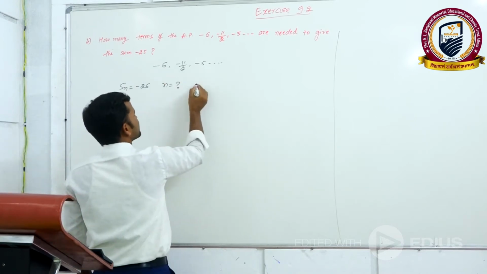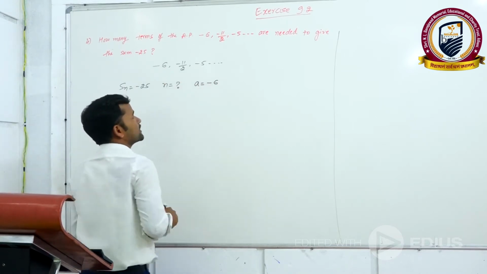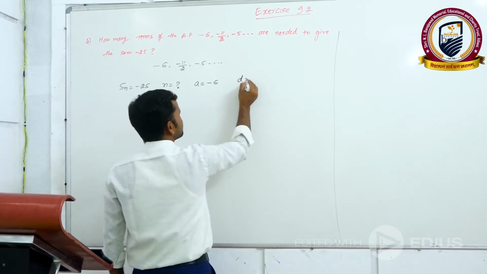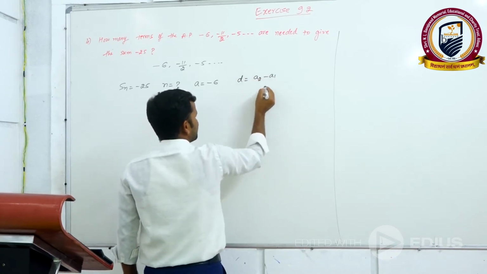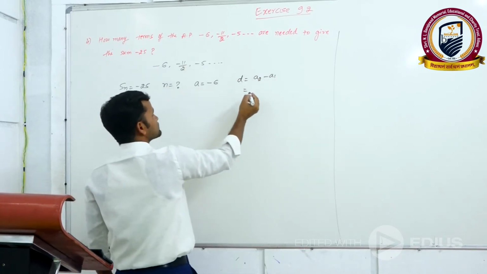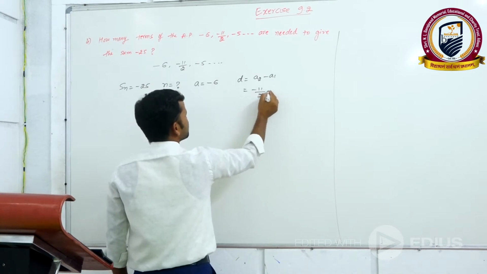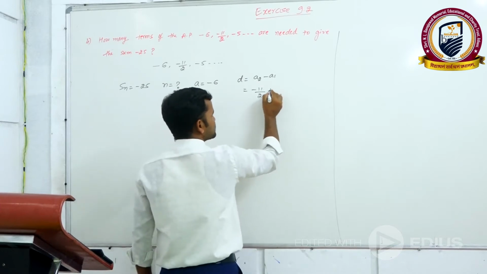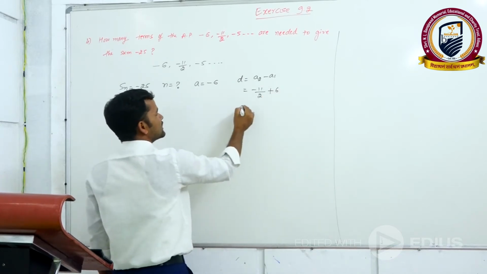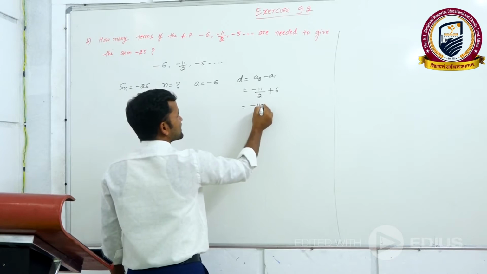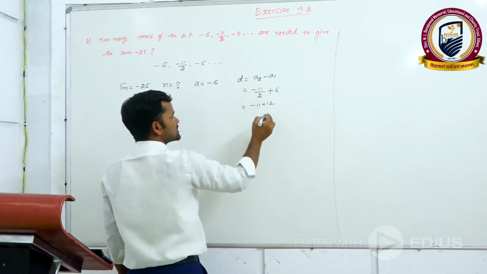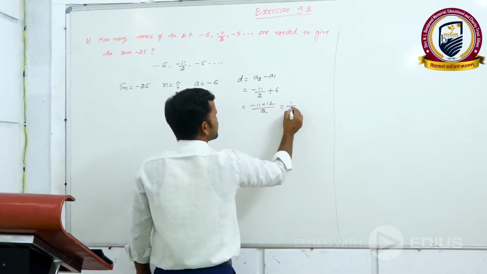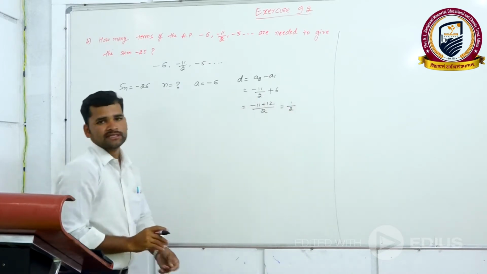A directly we will get from the given AP. A is equal to minus 6 and a common difference d is equal to, using the formula, a2 minus a1. a2 is minus 11 by 2 minus of a1 is minus 6. Minus into minus plus 6. This is nothing but cross multiplying. Minus 11 plus 6 into 2 is 12 divided by 2. So minus 11 plus 12 is 1. 1 by 2 is the common difference here.